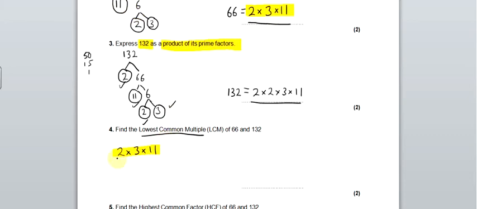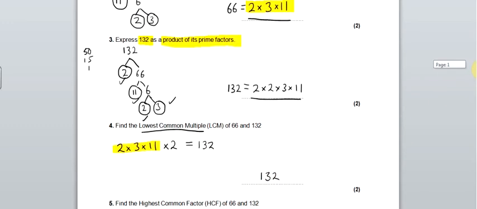And now you look at this and you see, have you got enough stuff to make the other number? Well, I've got a 2, there's the 2, I've got a 3, there it is, and I've got an 11, but what I don't have is another 2, so I need to add that extra 2. And if I multiply those up, I'll get my lowest common multiple, which is 132, funnily enough.